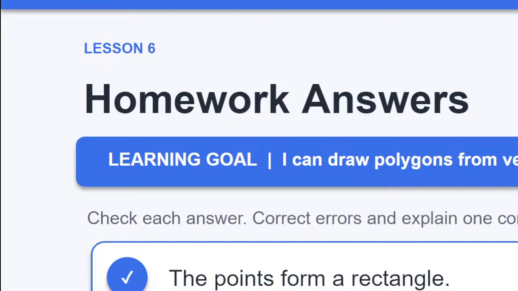Number 3, FG is equal to 2 minus negative 3. It's equal to 5 units. Number 4, perimeter is equal to 2 times 6 plus 5, which is equal to 22 units. This is number 4. This is number 5. The coordinate is 6 units by 5 units.